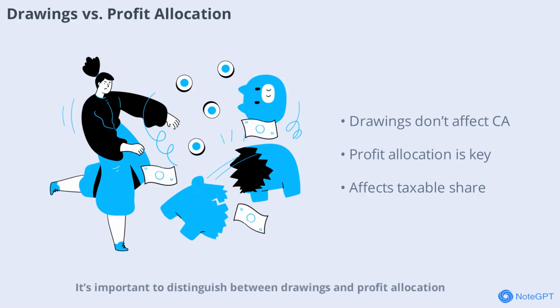It's important to distinguish between drawings and profit allocation. Drawings are amounts withdrawn by partners during the year and do not affect the calculation of divisible income. Only the allocation of profits after deducting capital allowances determines each partner's taxable share.